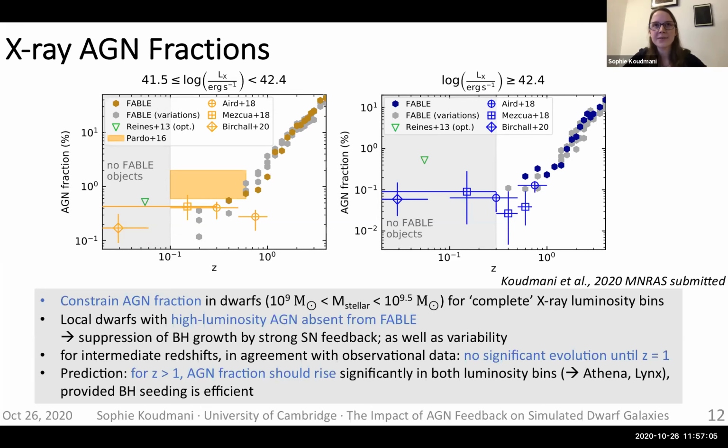Yeah, FABLE is different in the quasar mode feedback, in that it has this duty cycle implemented. So it saves up the energy for 25 mega years and then releases it all at once. So sort of at least partly overcoming this overcooling problem. So the quasar mode is then more efficient than it is in Illustris.